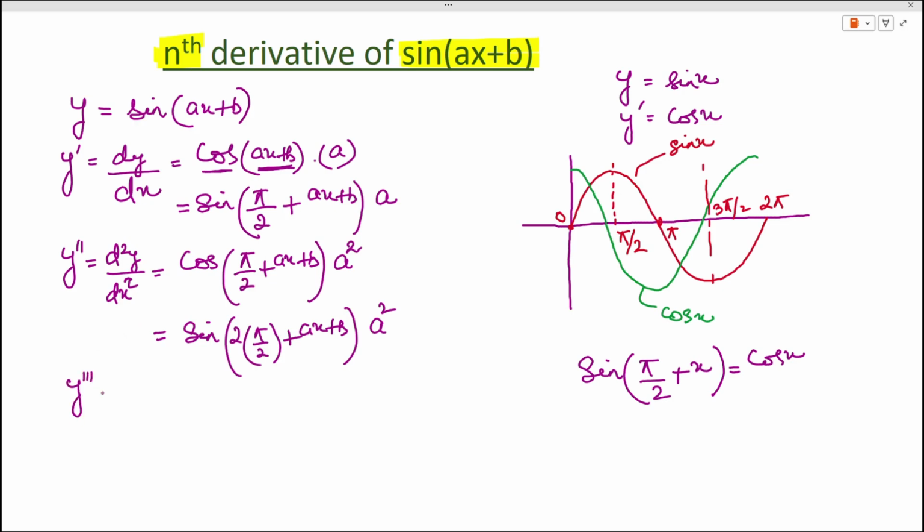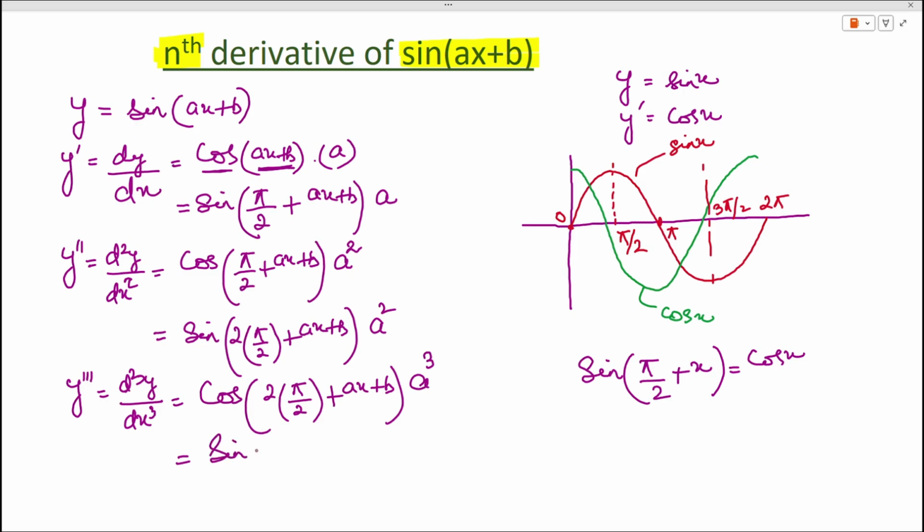For the third derivative, the derivative of sine is again cos. So cos of 2 times pi over 2 plus ax plus b, multiplied by the derivative of the angle, which again gives me a. So a times a square gives me a cube. And then again, if I want to write it in terms of sine, I'll add pi over 2 to it. So we can write it as sine of 2 times pi over 2 plus pi over 2, which gives us 3 times pi over 2, plus ax plus b. A cube we already have, so it is raised to the power 3.